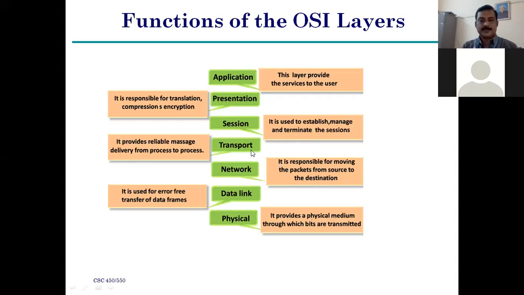Here, the transport layer. In the transport layer, we already discussed that there are two protocols: one is TCP, another one is UDP. It provides reliable message delivery from process to process communication.